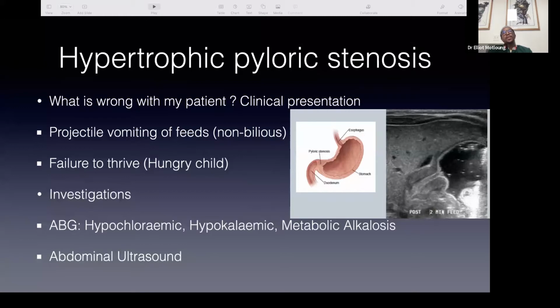Now we've got a child with projectile vomiting in front of us. They look very, very hungry. How do we investigate? What can we get as a diagnosis? You can do an arterial blood gas on these patients. If you vomit, we know that you vomit your hydrochloric acid, so you're going to lose your chloride and your hydrogen ions from your stomach.